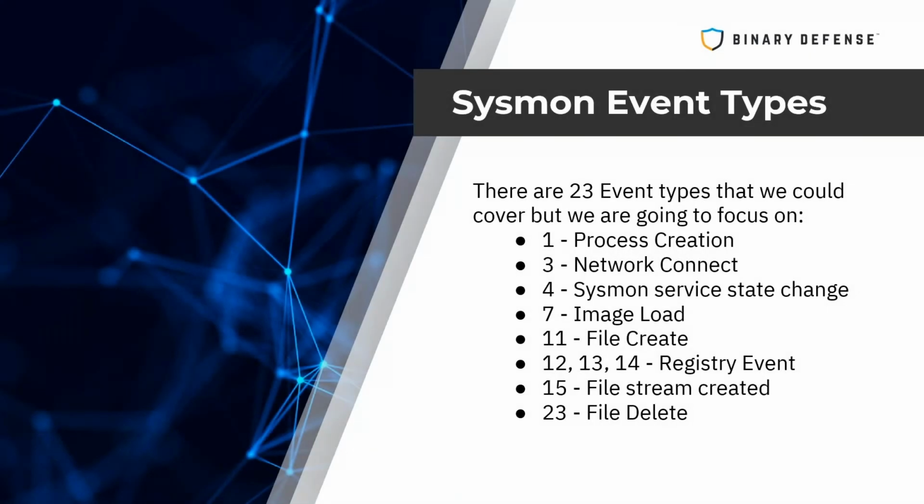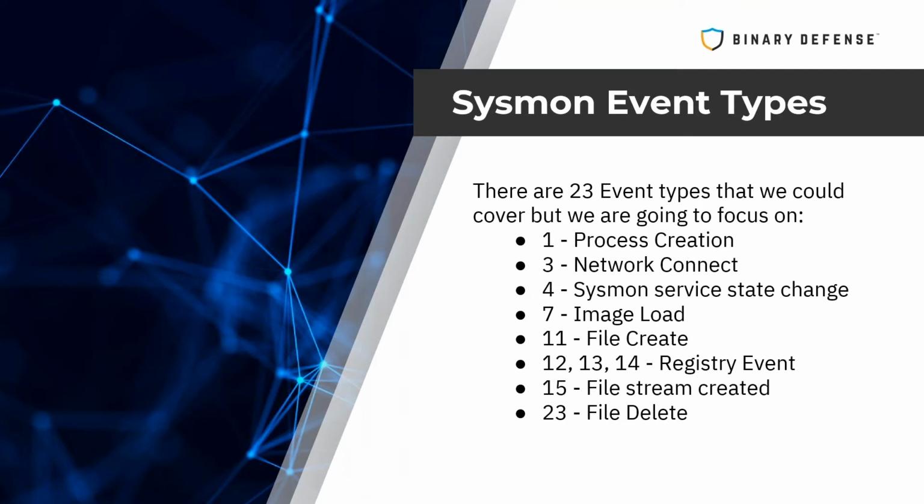So let's go over the event types that we're going to see today. We're going to focus on process creations. So that's event ID 1. 3 is network connections. We'll see Sysmon service state change. The state change is just when the driver was unloaded or if the service was stopped.